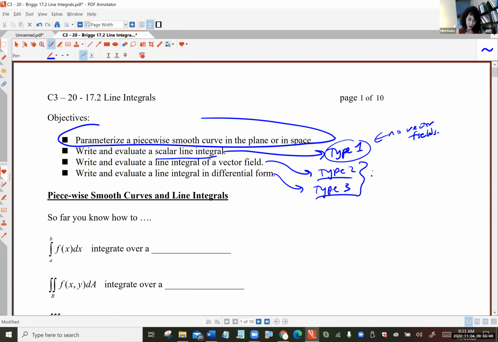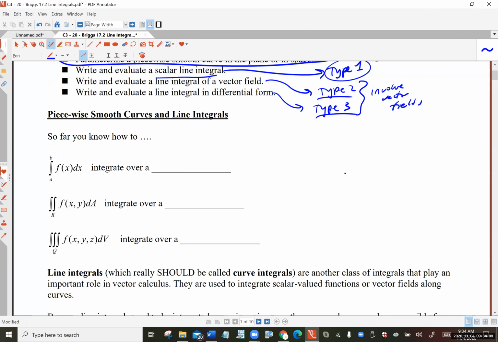So these involve vector fields, and more specifically, you're going to use these other types of line integrals to find work done on an object as it moves through a vector field. And that's what our physics brethren use line integrals for primarily, okay? To find work done. So let's do a quick summary of what you know already, and then we'll go to what you don't know. Okay, quickie review.